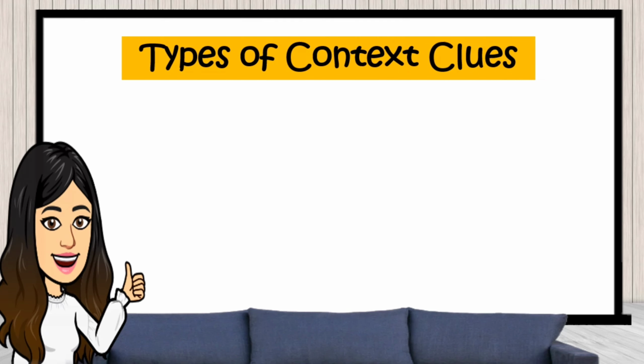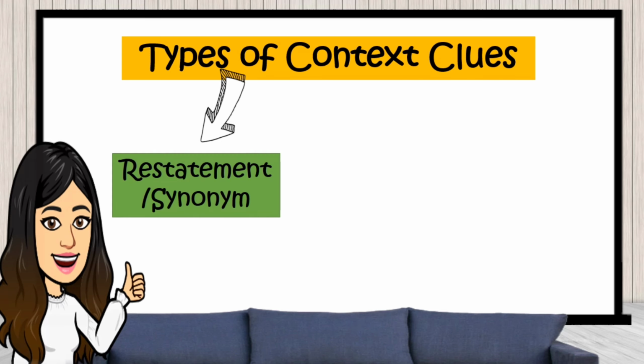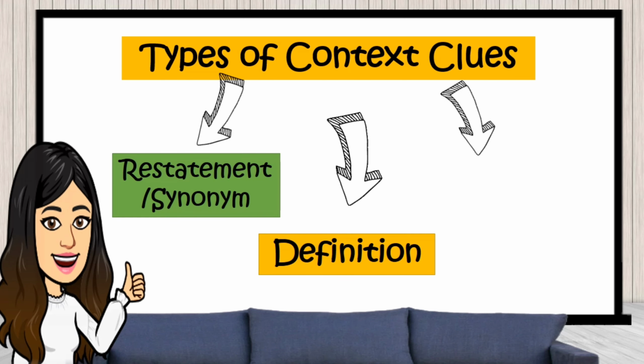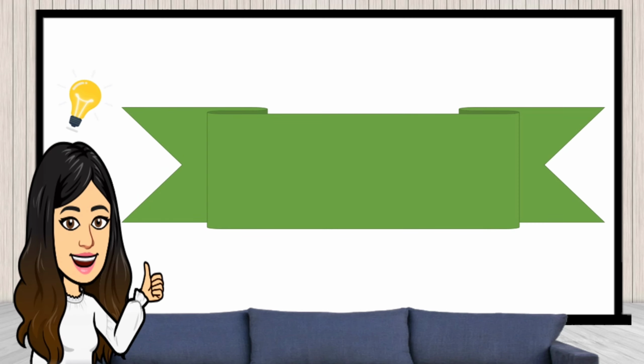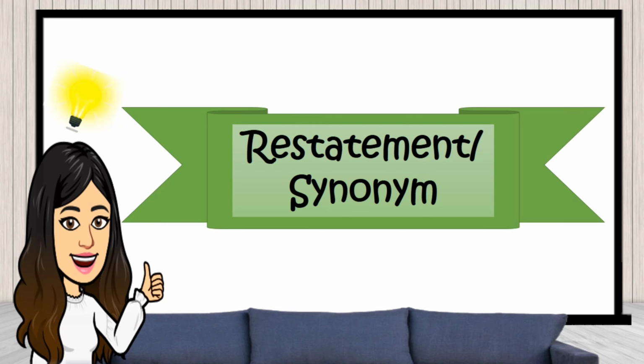The other types of context clues are restatement or synonym, definition, and contrast or antonym. Using the restatement or synonym context clue, we can usually find the meaning right after the unfamiliar word and often separated from the rest of the sentence, using commas, dashes, or parentheses, sometimes by the use of words like or, that is, or in other words.